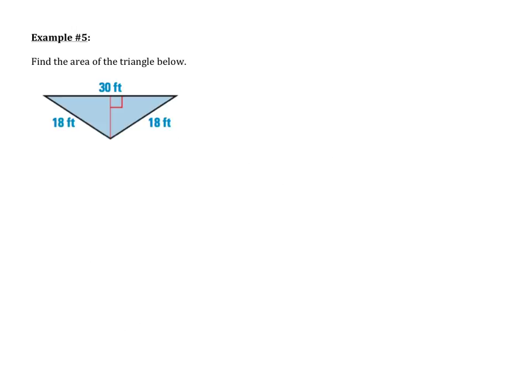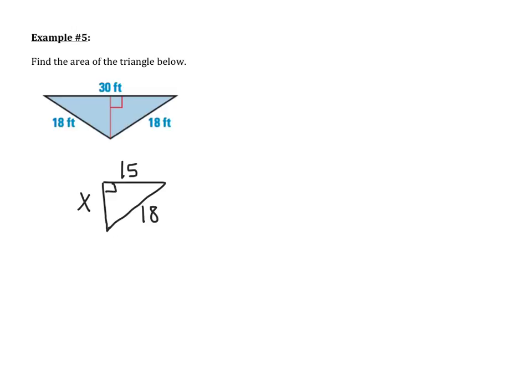Let's see another example like that. So here's example number 5. Find the area of the triangle. So just like before, in order to find the area, we need to find this height. Knowing that in an isosceles triangle, the height or the altitude actually bisects this base over here, we'd end up with a right triangle with 15 here, and of course 18 over here, and we're looking for that length right there for the height.